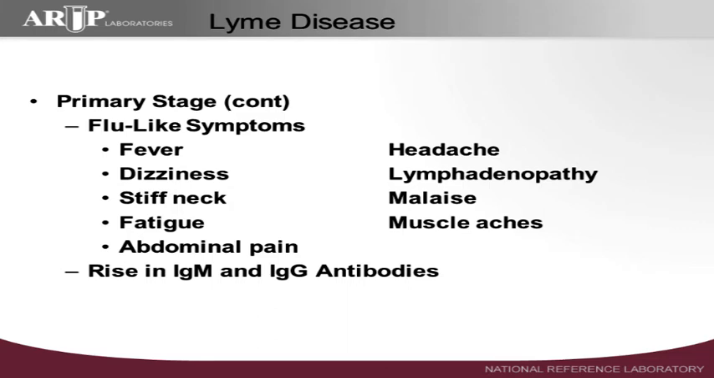You really have to go by the tick bite and the rash. Those are the type of things that are going to key you into diagnosing this. And also in the primary stage, which is very, very important to us because we're going to learn about antibody titers rising and falling, you get a rise in IgM and IgG antibodies. Who knows about IgM antibodies, just general characteristics? First response, perfect.